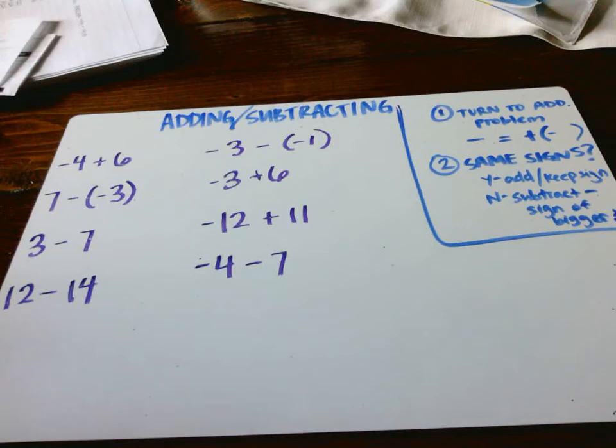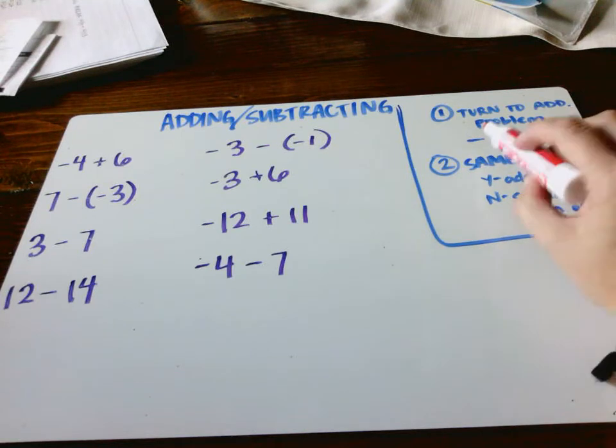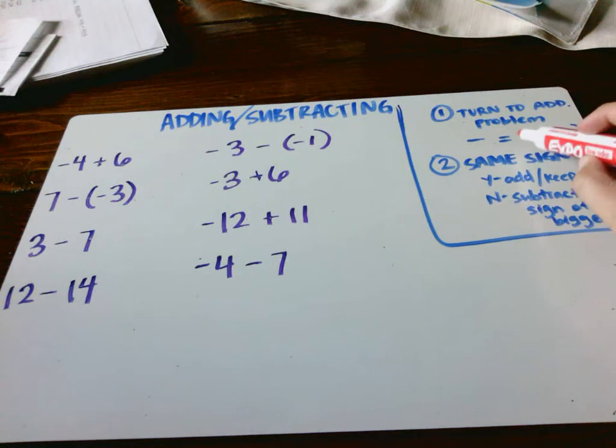So let's review steps for adding positive and negative numbers and subtracting them. You should have these in your notes. Step 1 is whenever you have a subtraction problem, I want you to turn it into an addition problem. Subtraction is the same thing as adding a negative number.